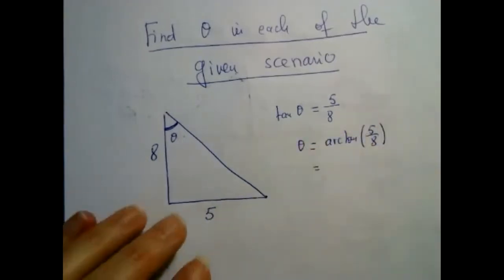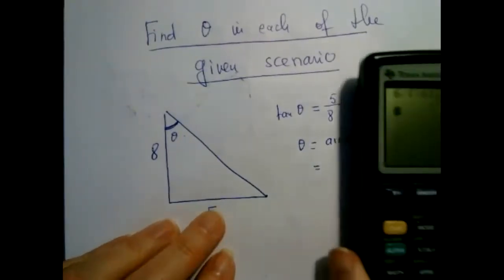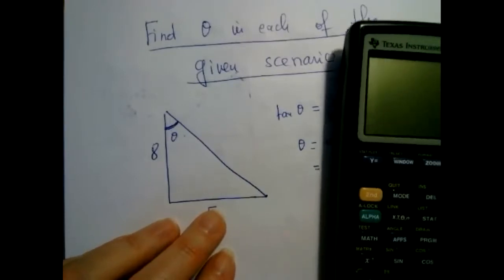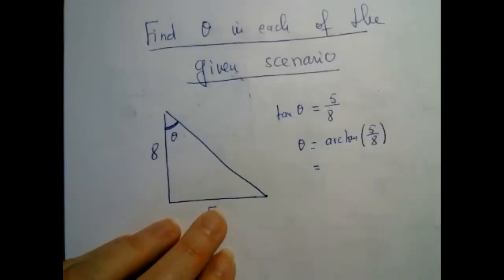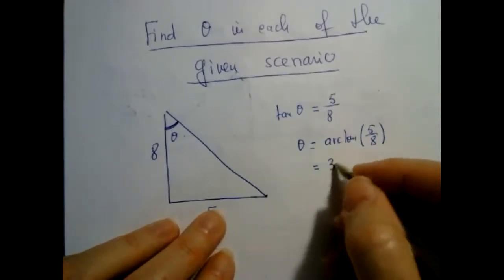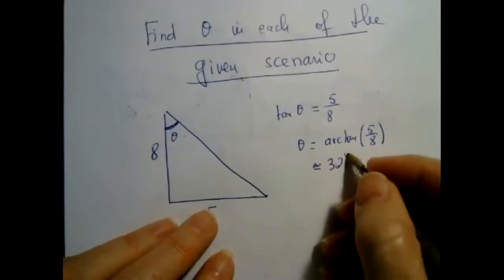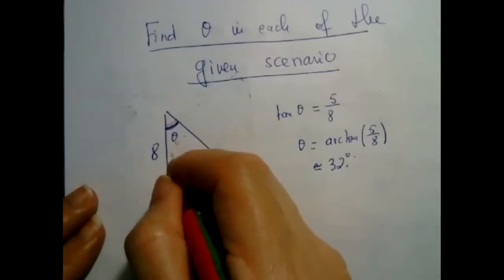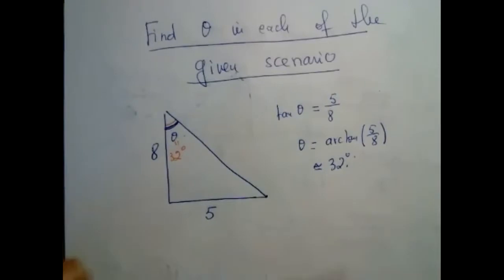In this problem, I want answers in degrees because they make sense to us in a way. So what is it now? I don't know which mode my calculator is in. It's in degree mode, so I am safe. So I want tangent inverse of 5/8. I'm getting 32 degrees point whatever. So it's almost 32 degrees. Okay. So this one here is 32 degrees.